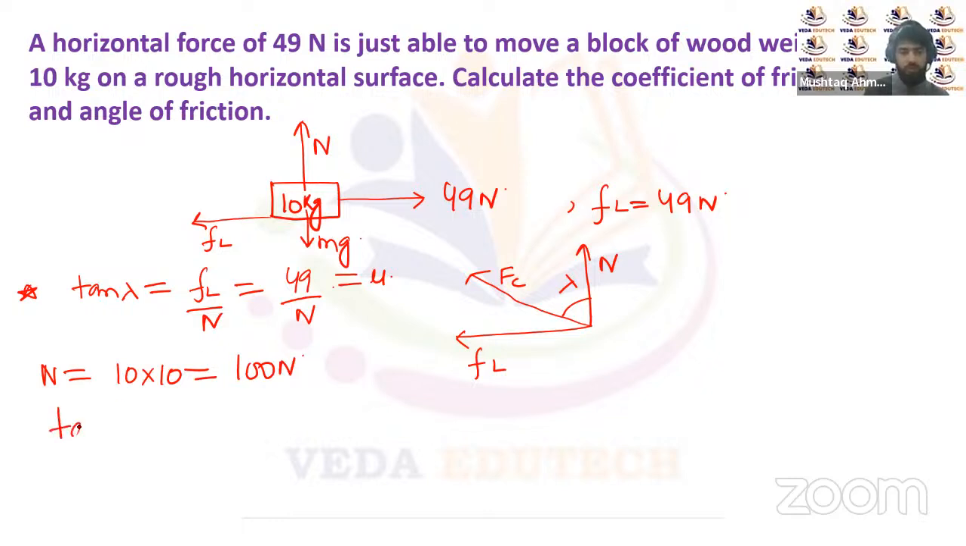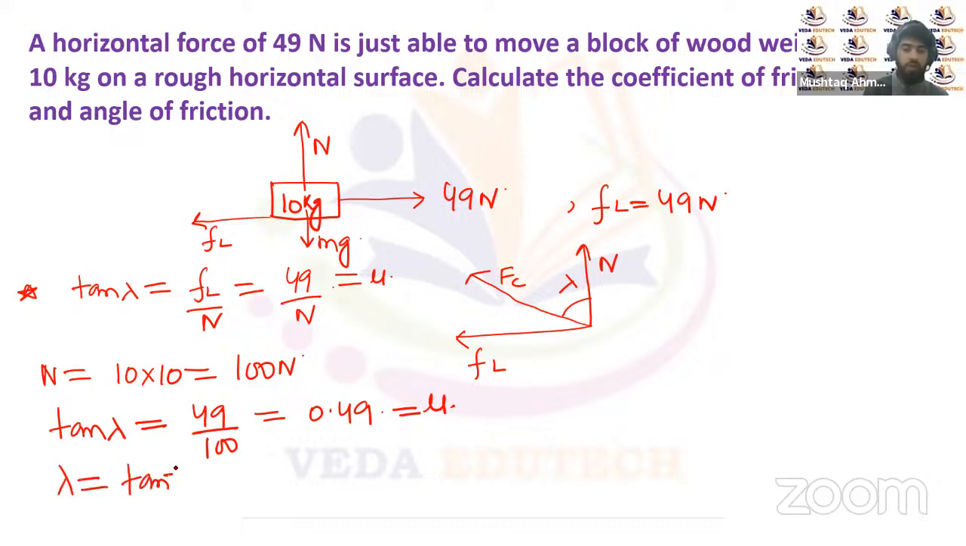So tan of lambda will be equal to 49 upon 100, that will be equal to 0.49. 0.49 will be the value of tan of lambda, and this will be the value of the coefficient of friction also. So the coefficient of static friction is 0.49, and lambda, the angle of friction, will be tan inverse of 0.49. So we calculated both the coefficient of friction as well as the angle of friction.